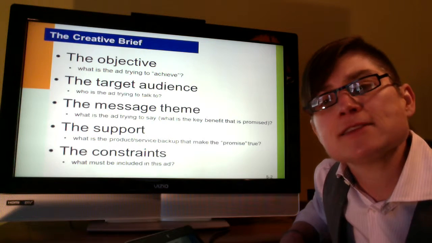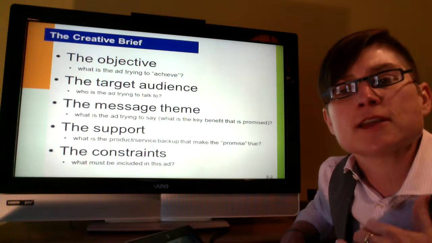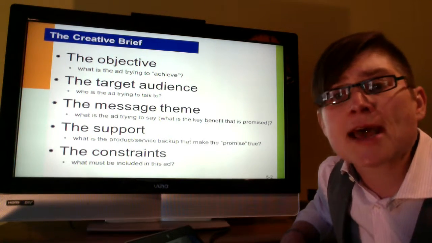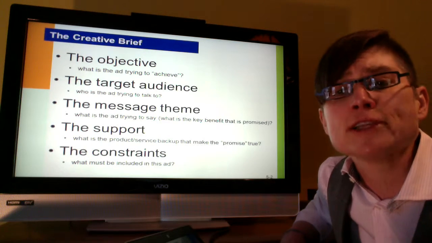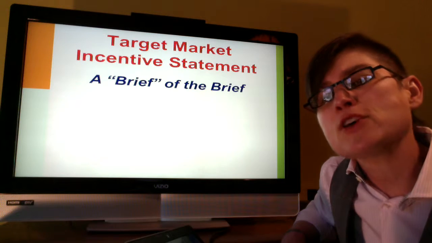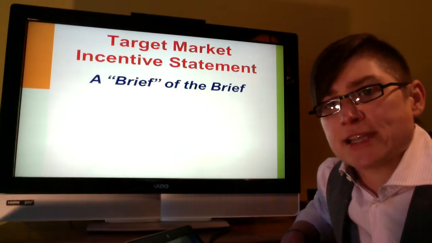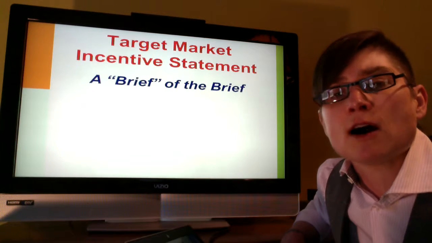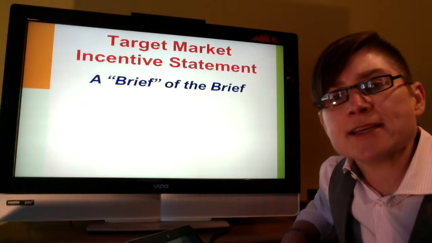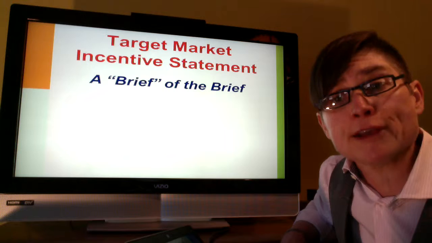These are typically things that the client has told us that they need to see. So things like logos, things like URLs. At this point, we'll see things like Facebook, hashtags, things like that the brand really wants to see in the advertisements that we're creating. So I also have mentioned this thing called the target market incentive statement. Now, one of the things that we really love in marketing generally, marketing communications specifically, is let's get to the point, right? So the target market incentive statement is a brief of the brief.